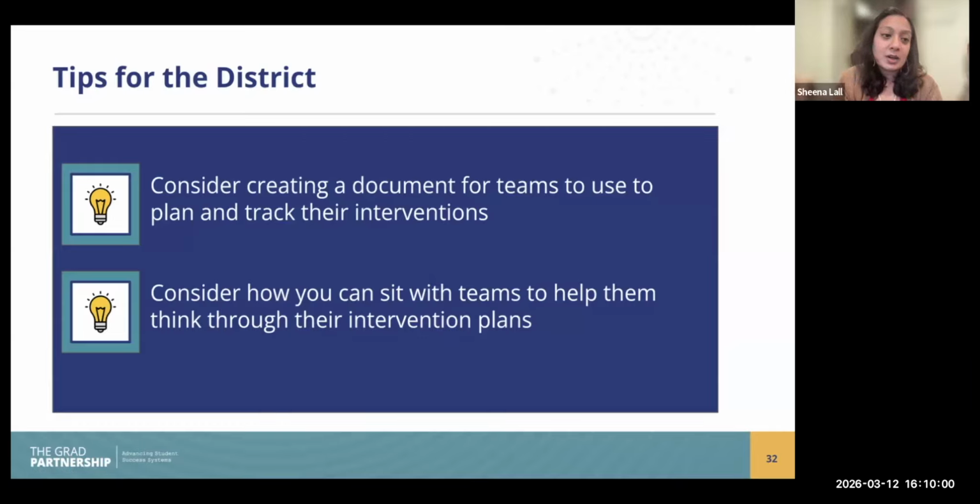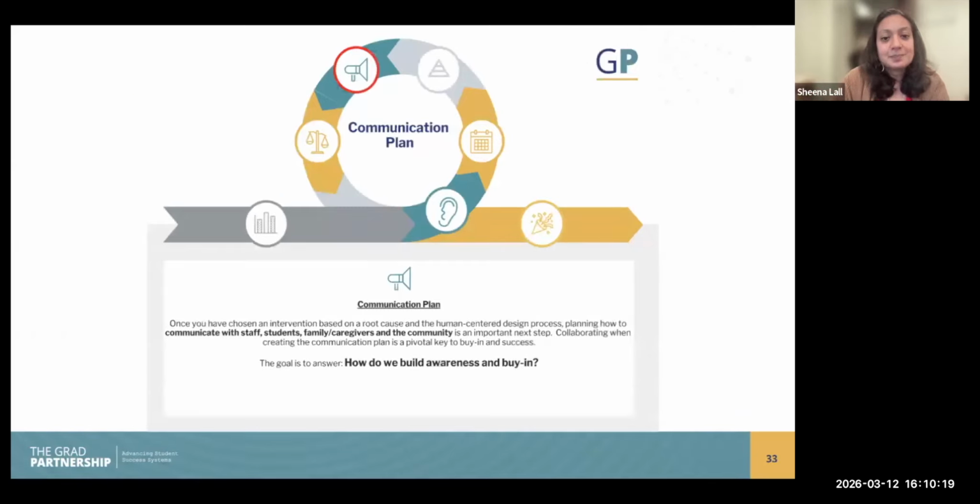Often teams say, oh, well, we're going to make sure that students are doing this. And then we want to help prompt them: how are they going to do that? And when will they find out about it? And if the person who is responsible is absent one day, how will you keep the program going? So it's really important in the very beginning for you to be planning alongside your teams.